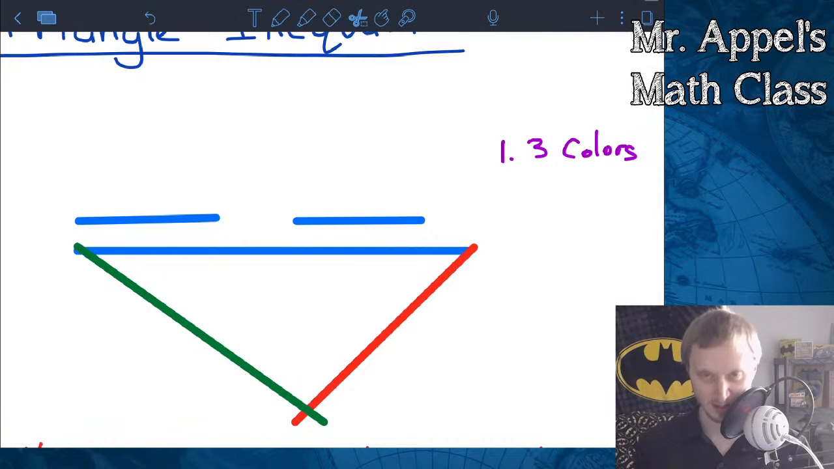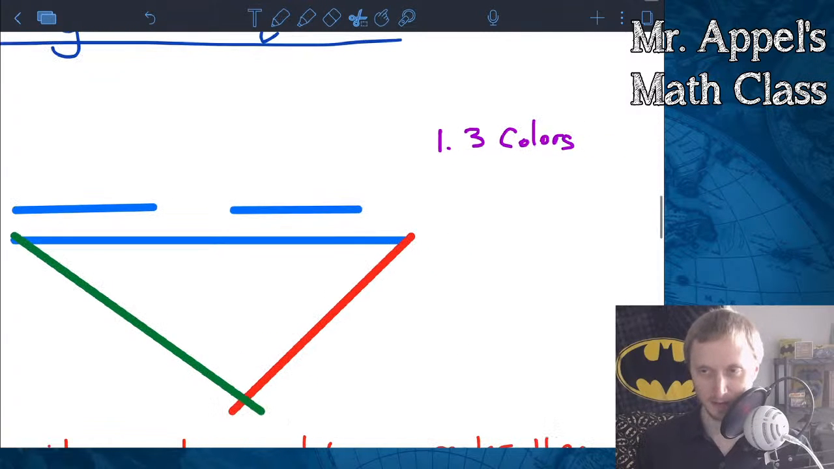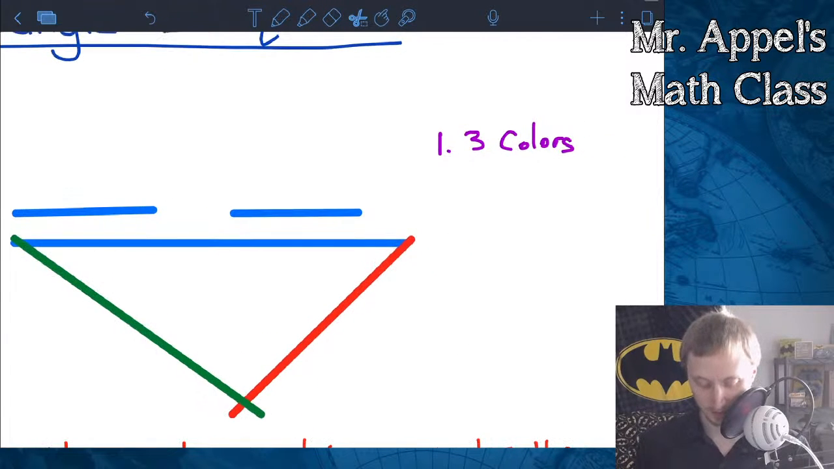Is that convincing enough? I think I've about done it. Anyone not convinced? No? Okay, yeah. So with these three different colors, yes, we can.